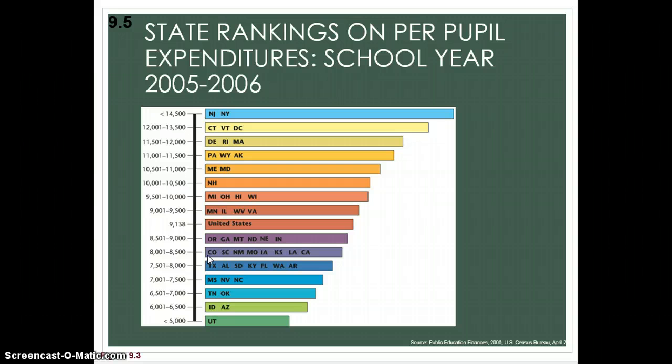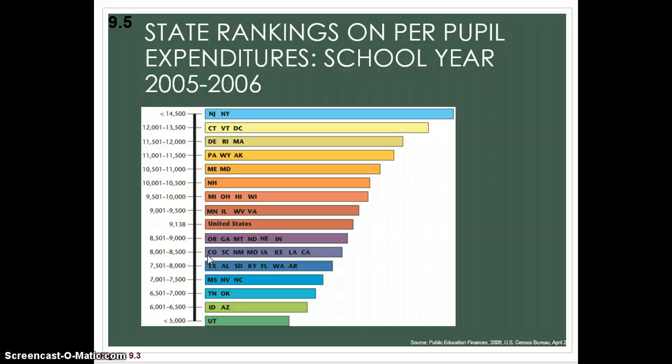This is just a ranking of how much states spend per pupil, so per-student expenditures, from about 10 years ago. Remember, states spend about half of the money that you see in public education. You'll notice New York and New Jersey at the top, Utah at the bottom. So local districts would spend more in Utah. And then we see South Carolina somewhere in the middle. We're not super surprised.